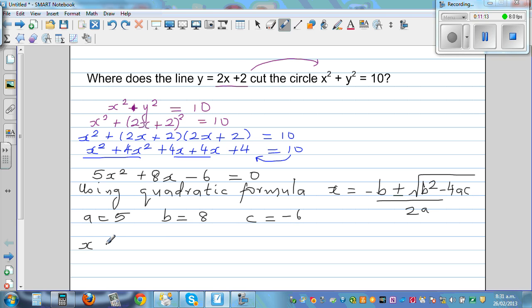I have already worked this out. You can also use a calculator, and I'll show you how to do this on a calculator. 0.55647 is your x value. This is your x1, the x coordinate of one point. Your x2 would be negative 2.15647. So let me show how you can do this on a calculator directly.